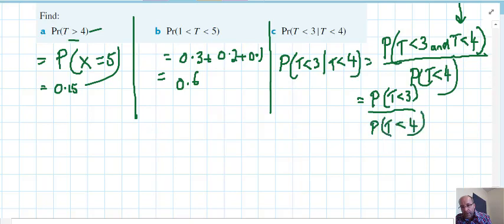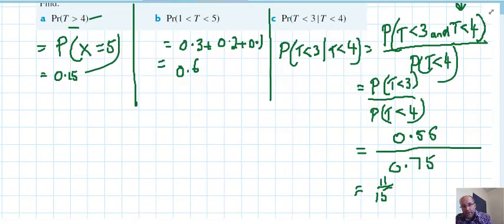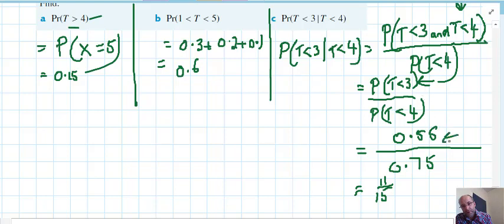And we get that from our table there. So, okay, just to keep the length of the video down. If you go back to your table and work out the probability when t is 2 and t is 1, you get 0.55, and t is 1, t is 2, and t is 3. Add them together, you get 0.75. It boils down to 11/15.